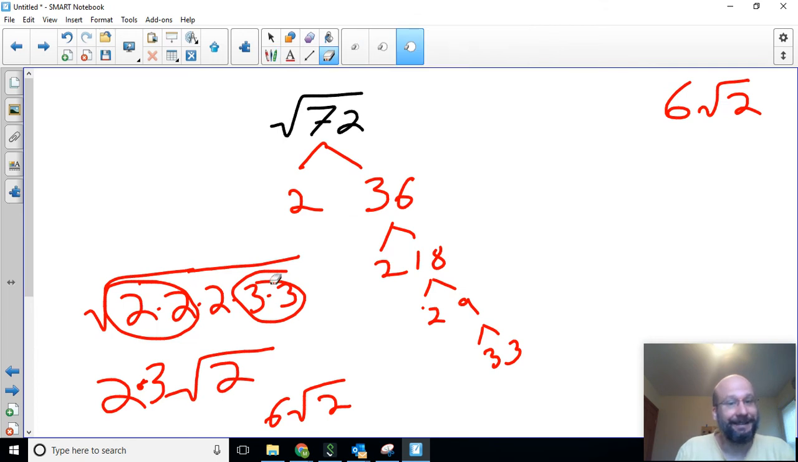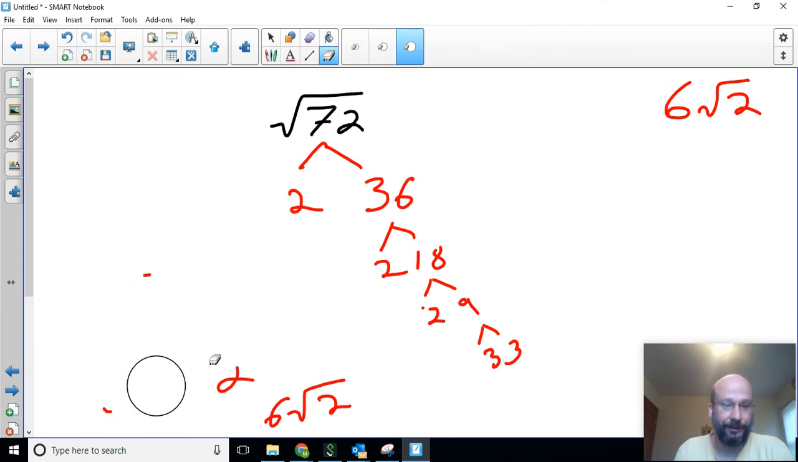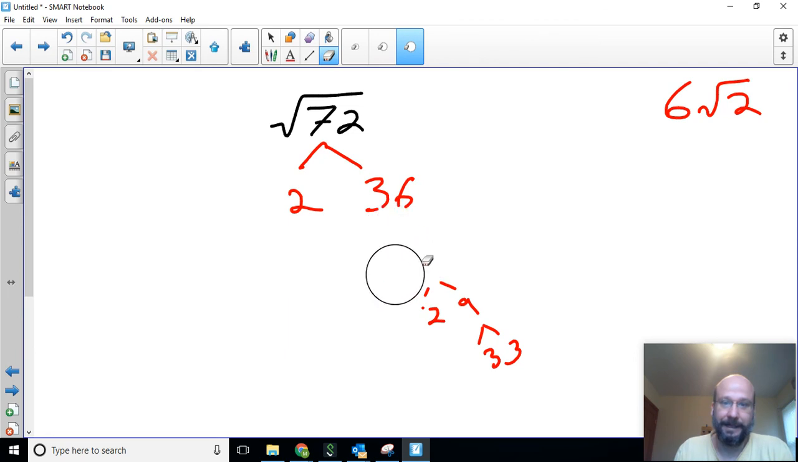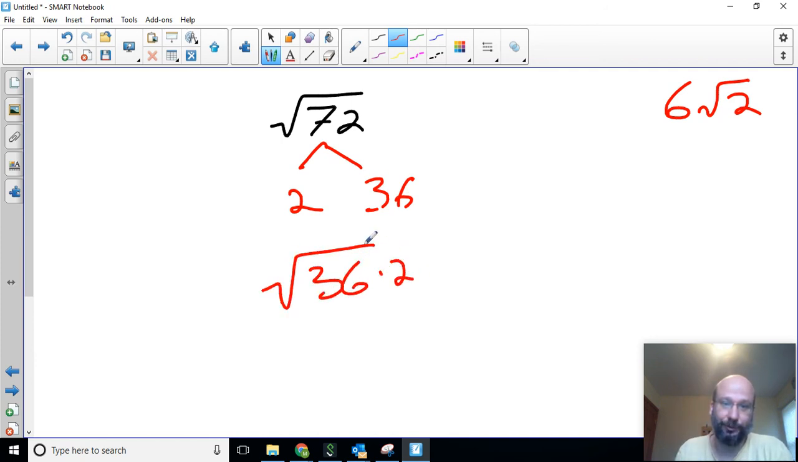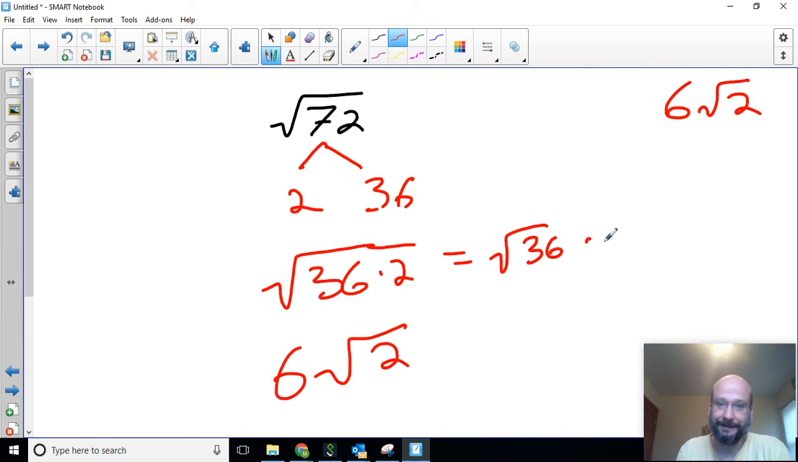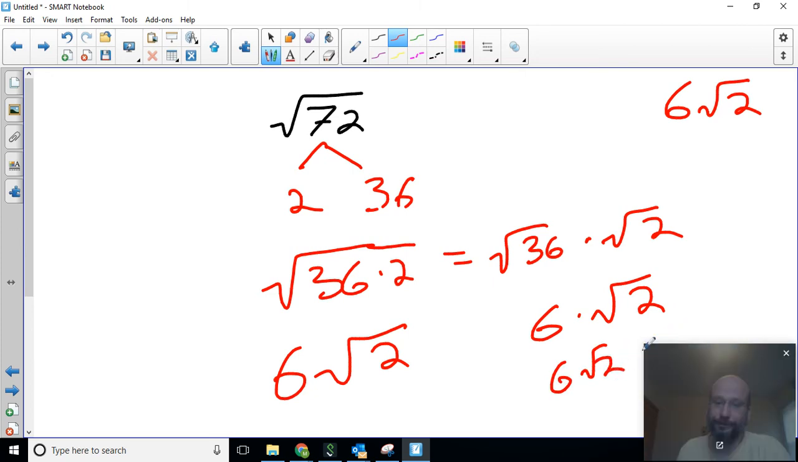And again, just like the other ones, because apparently I made these all very similar, I could have stopped right here. You have to be aware that 36 is a perfect square. I could have stopped here. The square root of 36 times 2 is the same thing as this. Therefore, I could stop right here. Square root of 36 is 6, root 2. Again, this is the same thing as the square root of 36 times the square root of 2. The square root of 36 is 6, so 6 root 2.